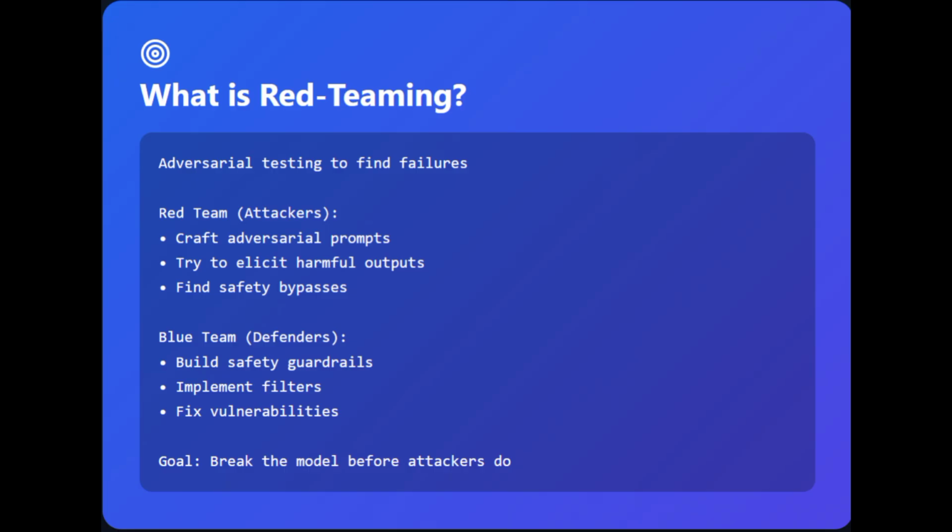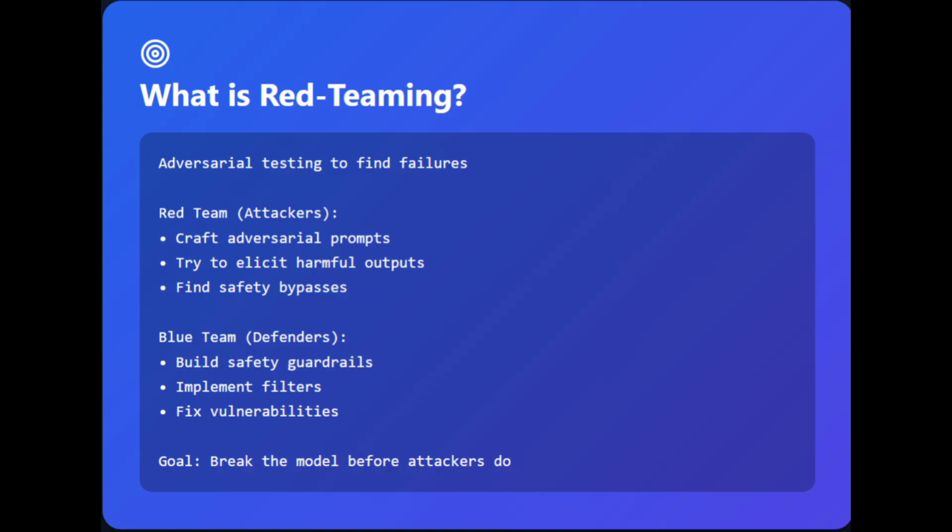In red teaming, you have two teams. The red team, meaning the attackers, craft adversarial prompts trying to elicit harmful outputs. They look for jailbreaks, find safety bypasses, and discover edge cases. The next team is the blue team. The blue team acts as the defender. The defenders build the guardrails, implement filters and fix vulnerabilities.